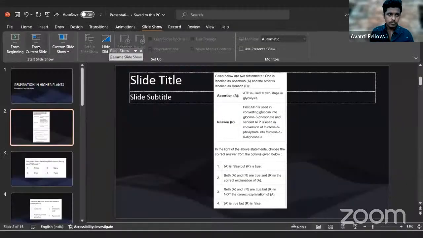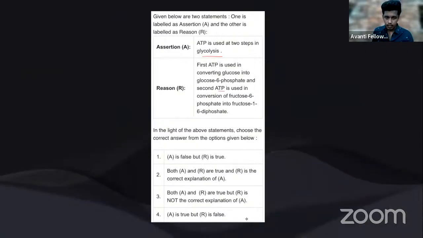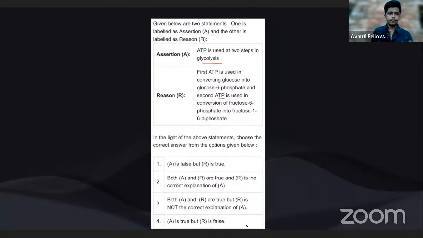I hope the screen is shared for you. No? If not, hold on. Now it should be visible. Sorry, students, I didn't observe the screen sharing. Now it should be visible for you. Give it a second. Yeah, there it is.